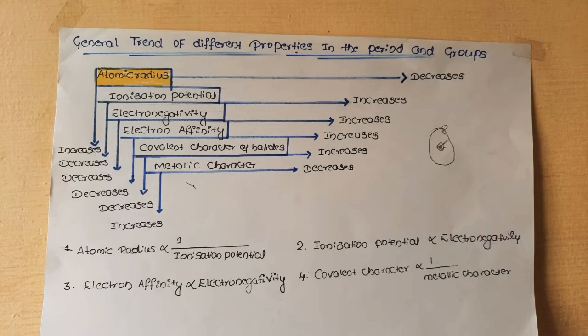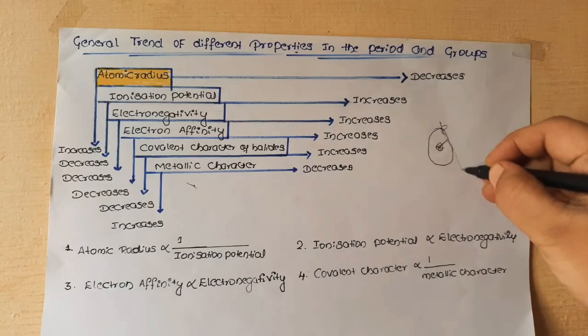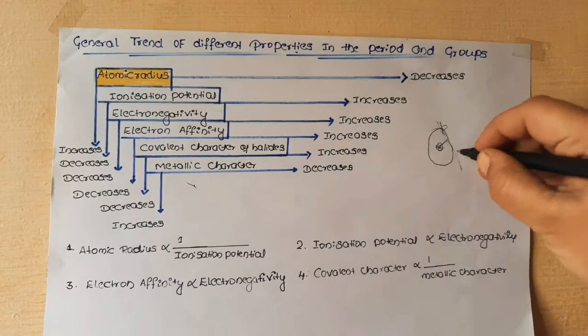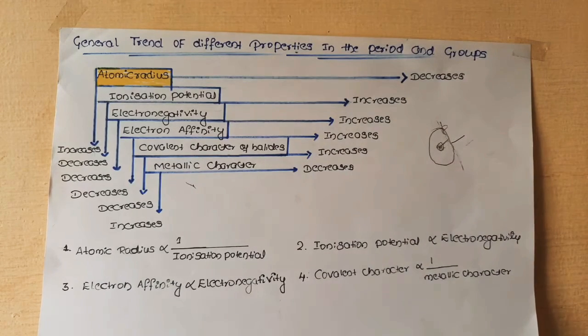See, it's the amount of energy required to remove an electron from the outermost orbit, I could say, or to remove a valency electron from an isolated atom. So I have an atom. Now what I need to do is remove the outermost electron that is present.